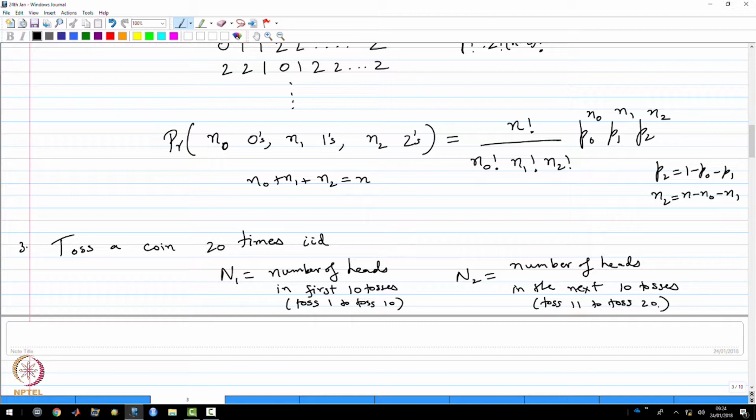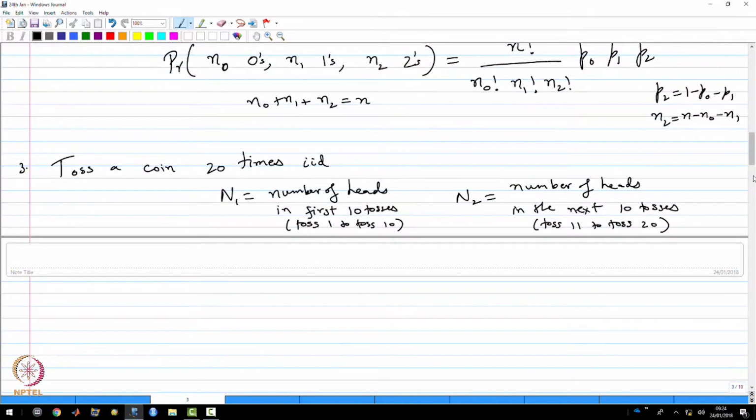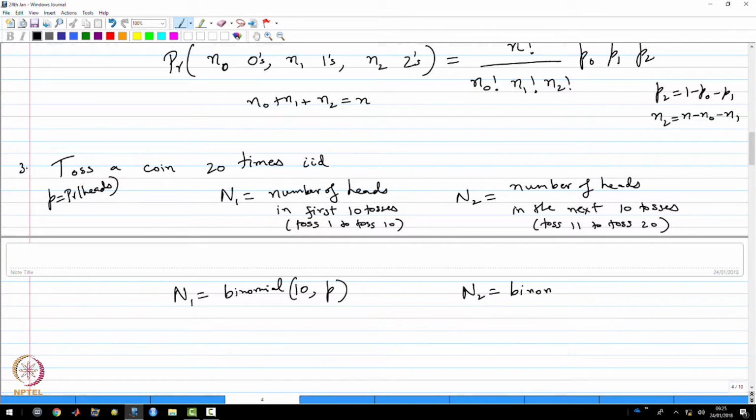I'm tossing the coin 20 times. The first 10 tosses, how many heads I got. The next 10 tosses, how many heads I got. So that's the two random variables, n1 and n2. Okay, so n1 itself is easy to write down, and n1 is going to be binomial with these two parameters, n comma p. So p is going to be the probability of heads of a single toss. Okay, so similarly n2 will also be, I'm sorry, here, so this 10. Okay, n2 will also be binomial with 10 and p, right?